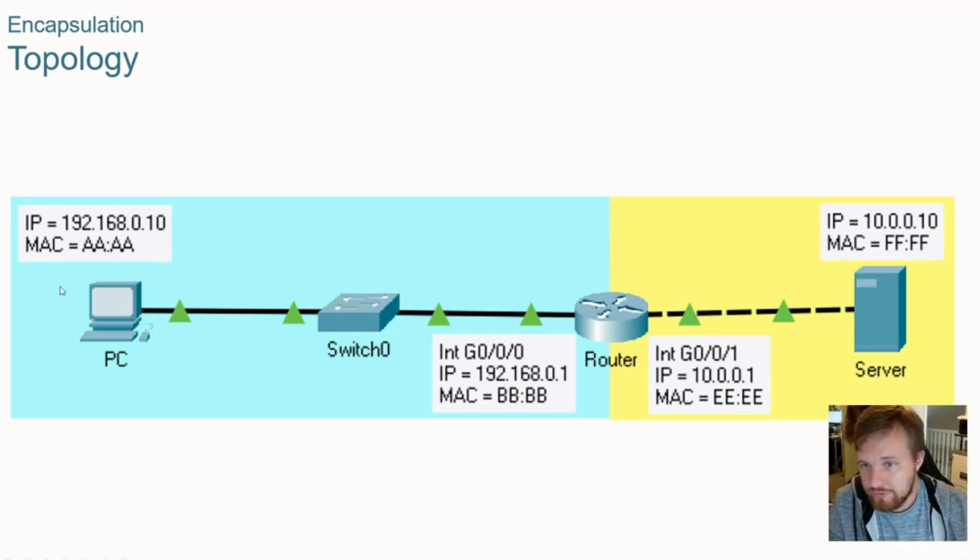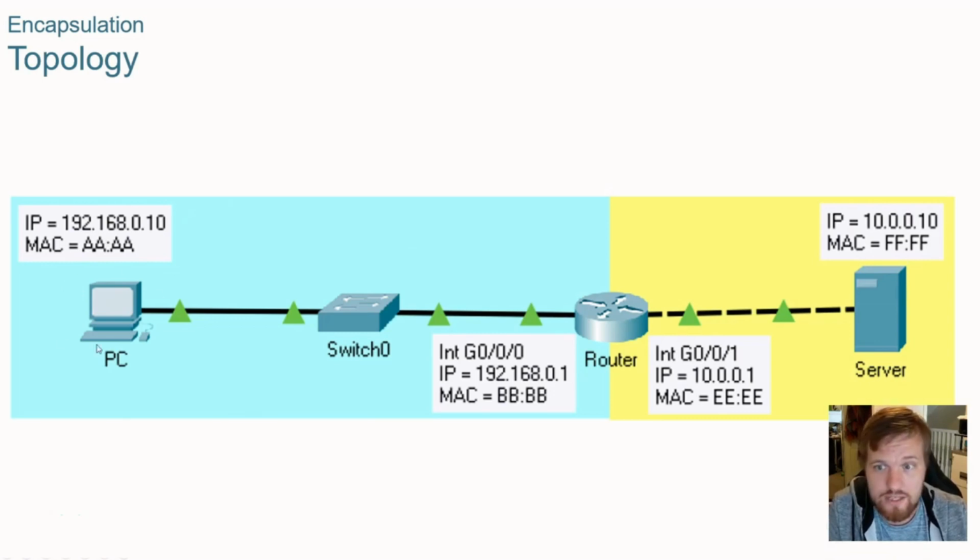Firstly though, let's understand the topology that we're going to be using for this and what we're trying to do. So firstly, we have a PC over here and it has an IP address of 192.168.0.10. It also has a MAC address of AA, which I'll just say A for short. As we go through the device, we are going to be sending a packet from this PC. We are effectively going to request a web page from the server over here, which has the IP address of 10.0.0.10 and the MAC address of FF.